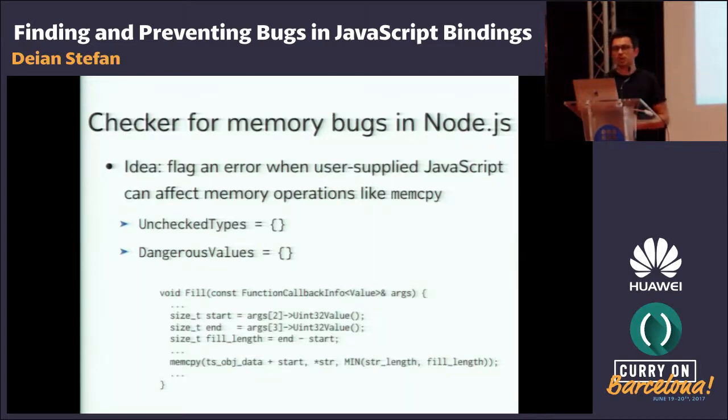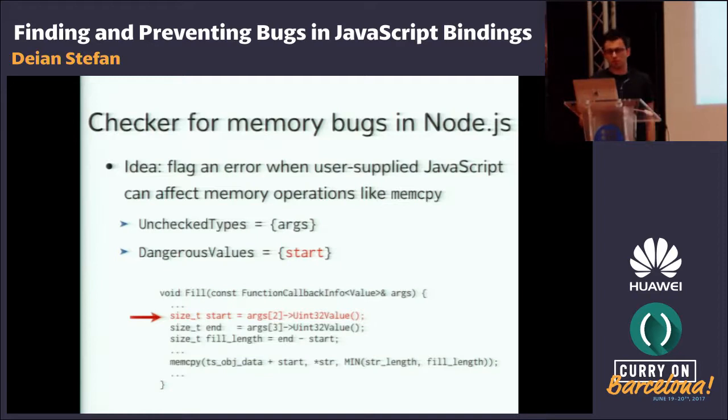One is the unchecked types. These are values that come from JavaScript that you might not have yet checked. And then for each of these values that end up in this unchecked type set, when you use them in, say, a memcpy operation, we then flag. Okay, so going through our fill function, what our checker does is it immediately, upon entry, says, hey, args is something that's coming from JavaScript land. Let's add it into the unchecked types because you haven't looked at any of the arguments.